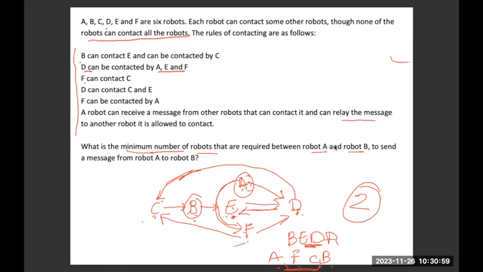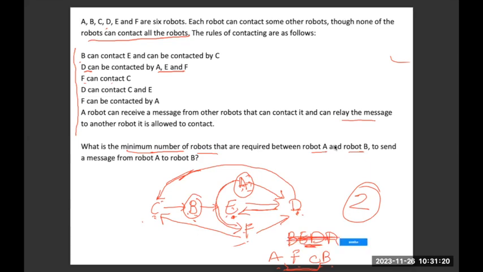All right. Any doubts, any questions? Yes. Ma'am, E cannot give message to B. Only B can give a message to E. So B, D, A would be wrong. B, E, D. No, it will be A, D, E, B.